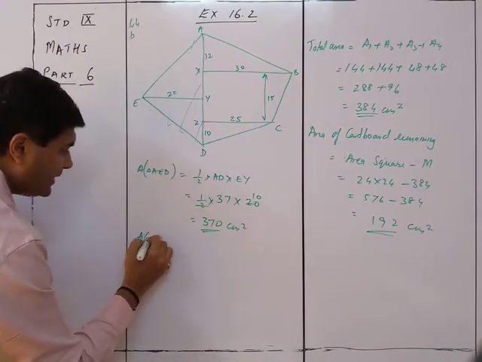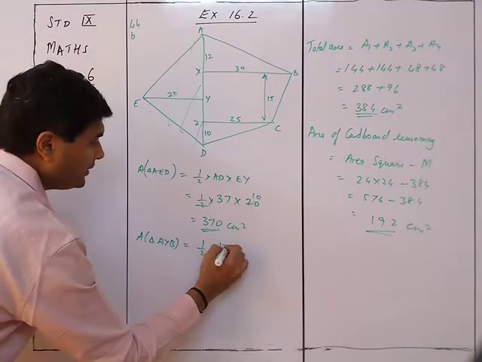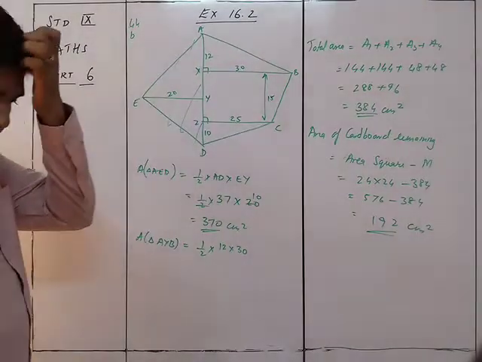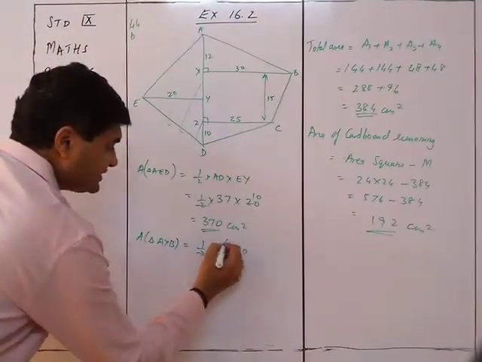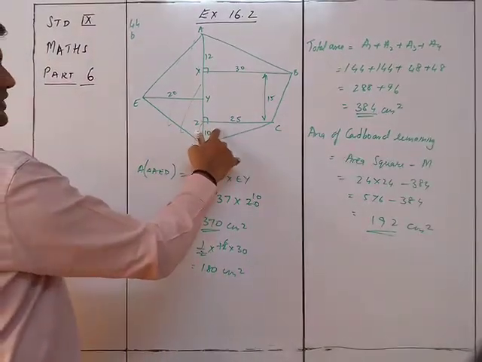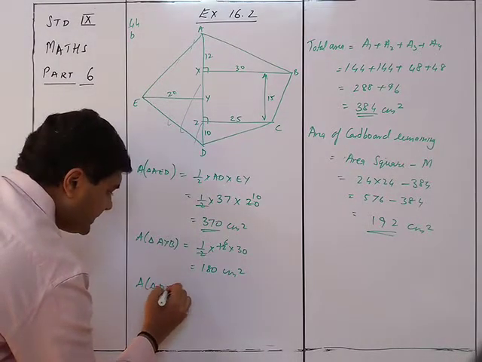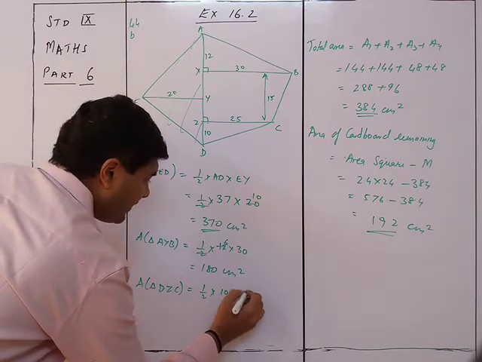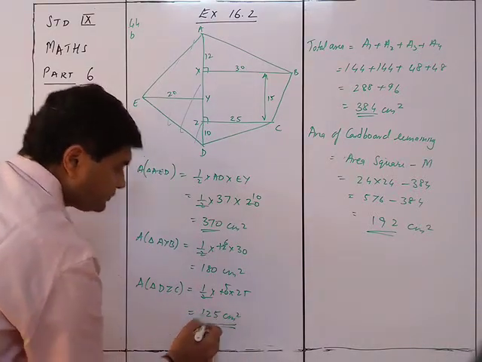AXB. Area of triangle AXB is half into base, which is 12, into height, which is 30, because it's a right angle triangle over here. It's just the height, it's given that. So this is 6, so it is 180 centimeter square. Next is this triangle, that is DZC. Area of triangle DZC is half into base 10 into 25. So it's 5, it equals 125 centimeter square.